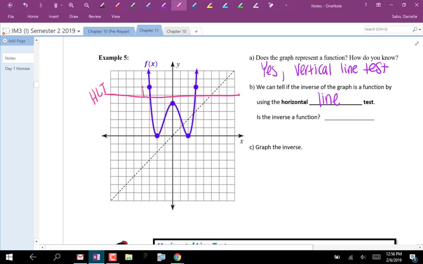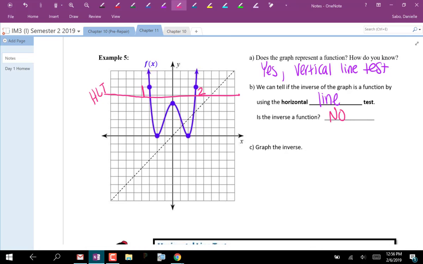It crosses 2 times. So would the inverse be a function? No. It's not, because it does not pass the horizontal line test. So again, this graph right here, f of x, is a function, but when you graph the inverse, which will rotate, it's not. And we can prove that just by looking at it and using the horizontal line test. Because it crossed twice, that's why.